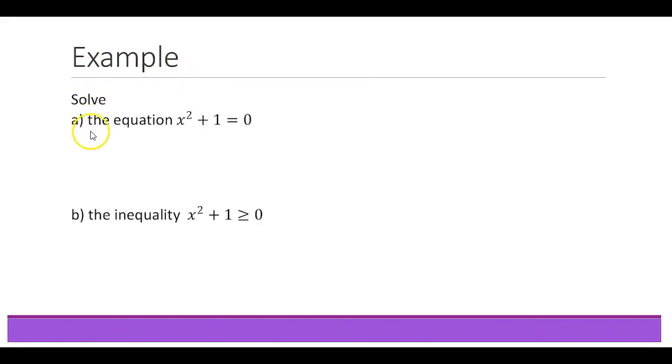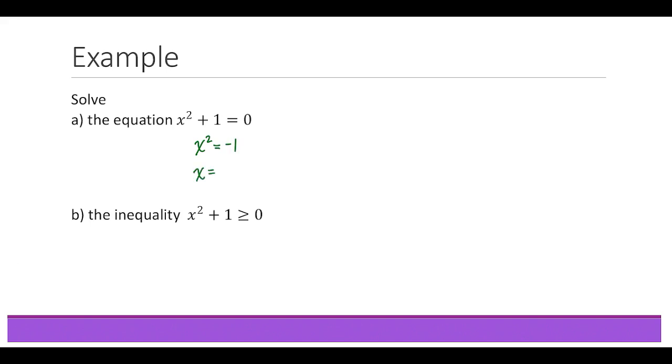In this example, we're going to go ahead and solve the equation x squared plus 1 equals 0. Well, x squared plus 1 is the sum of squares, which we know doesn't factor. In order to solve this equation, we can use the quadratic formula, but because there's no middle term, like a bx term, we can also just subtract the 1 to the other side, so we get x squared equals negative 1.